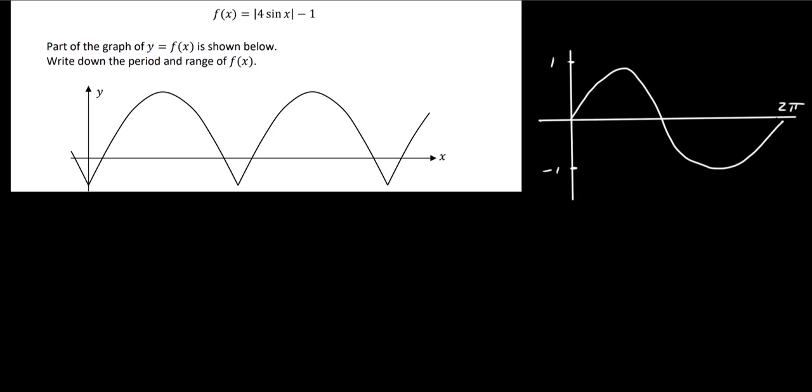This is 2 pi out to here, and this is pi here. So the period is 2 pi, and the range is minus 1 to 1. So this is going to be the same thing. However, we've got a couple of numbers that we have to take into consideration.